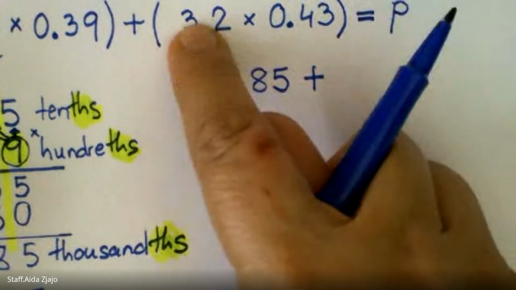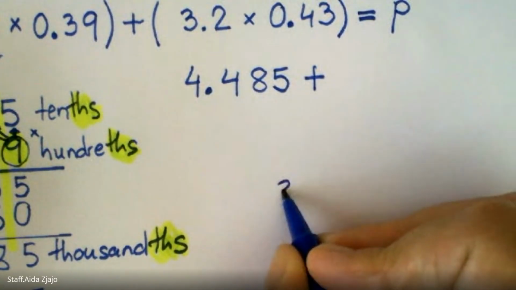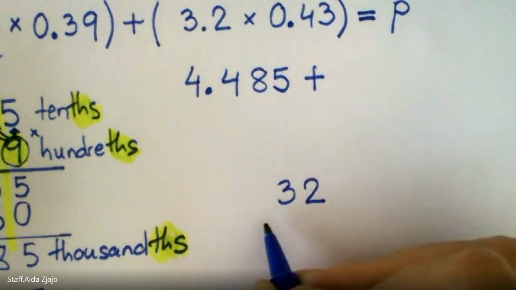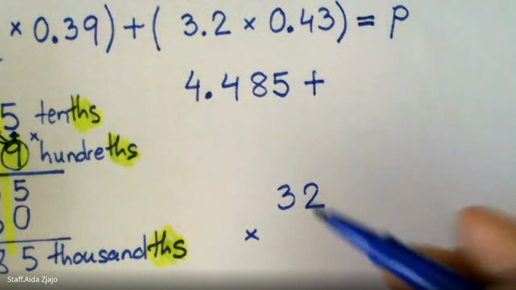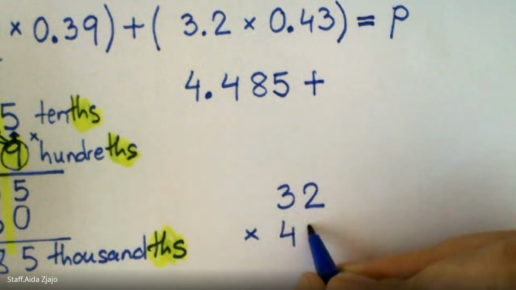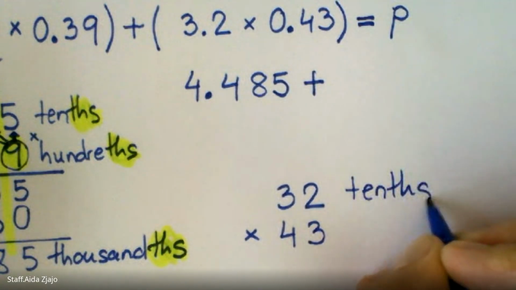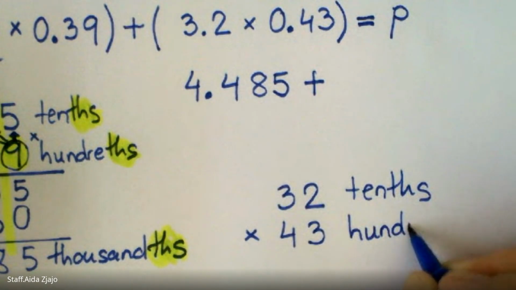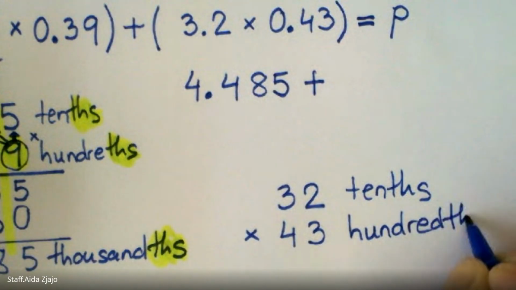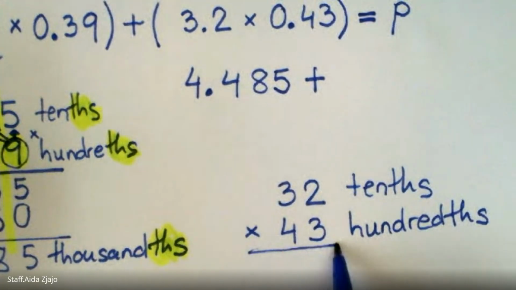This is tenths, so I'm going to change 3 and 2 tenths into 32 tenths. Times, I'm going to change 43 hundredths into 43 hundredths. So tenths, hundredths, okay, and then I will multiply it like they're whole numbers.